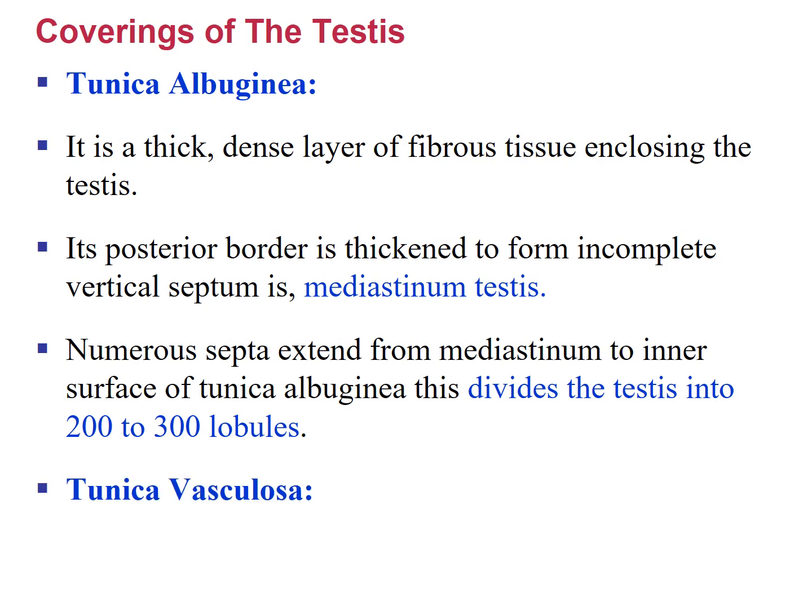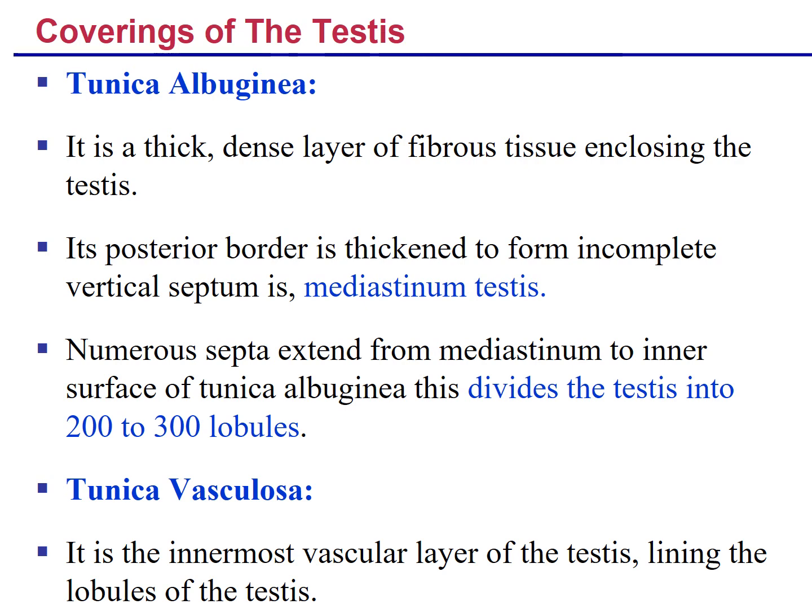Next layer is the tunica vasculosa. This layer is the innermost layer and it is lined by blood vessels. So it's the vascular layer of the testis. And this layer also lines the lobules of the testis.